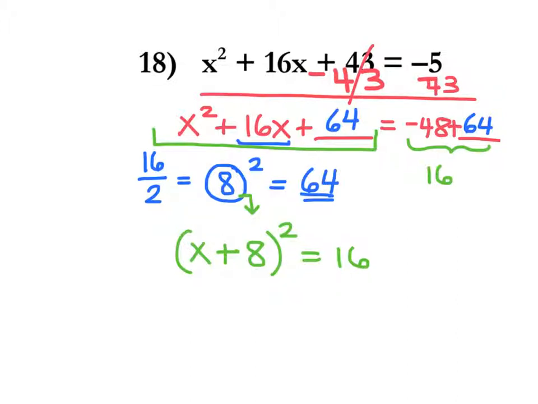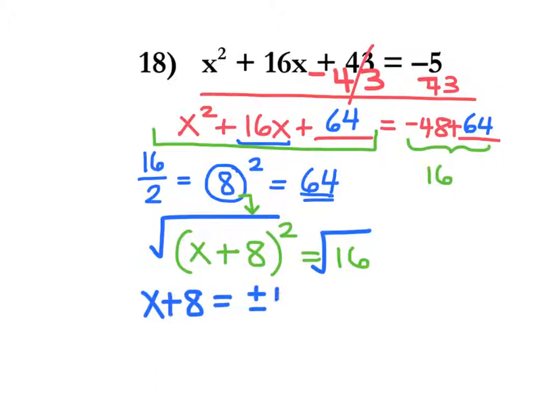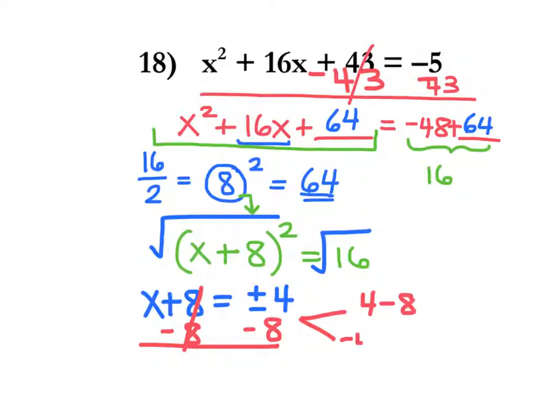To do that, I'm going to square root both sides. Square root the left side, square root the right side. And I'm left with x plus 8 equals plus or minus 4, because the square root of 16 is 4. Now I'm going to subtract 8 to both sides to finally get x by itself. This leaves two situations. I get positive 4 minus 8, and I get negative 4 minus 8 because of the plus or minus. So I get two answers.